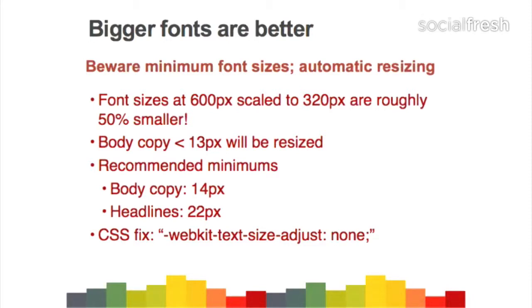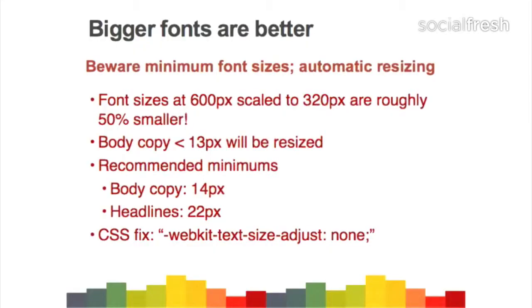Another thing to keep in mind is that body copy smaller than 13 pixels is actually automatically resized in Android and iOS, so on the iPhone and the iPad. There's a little bit of CSS3 magic, which is down there on the bottom, that you can implement to stop that from happening, but it's going to make the text probably too small to read on that small screen. I recommend body copy being no smaller than 14 pixels and headlines and other subheads to be at least 22 pixels. And here's an example of what might happen in these instances.